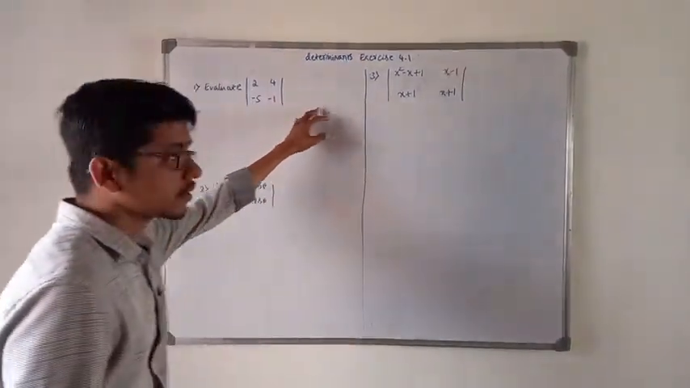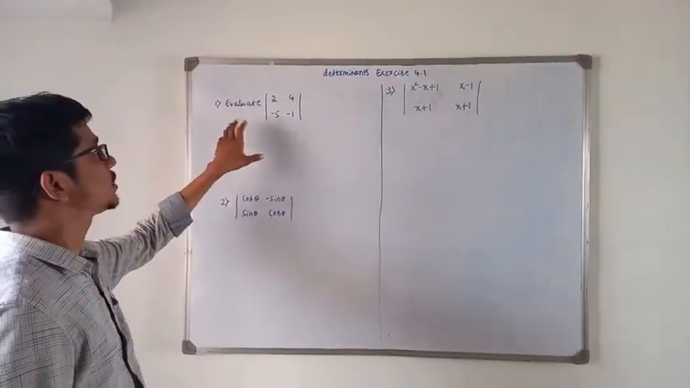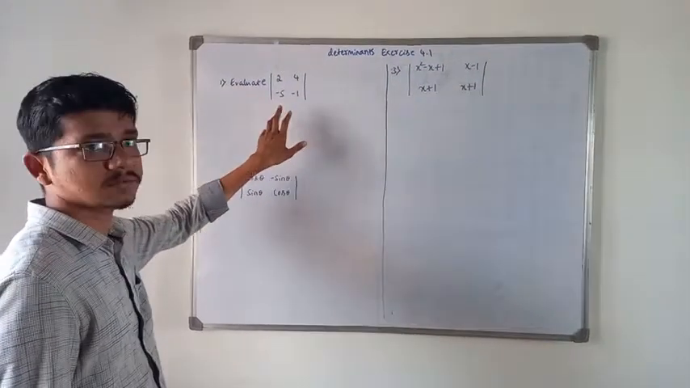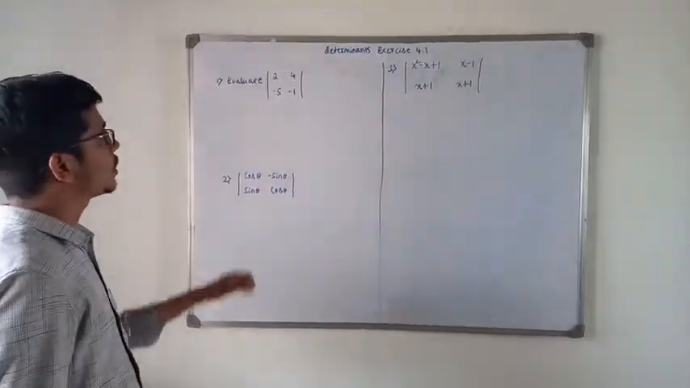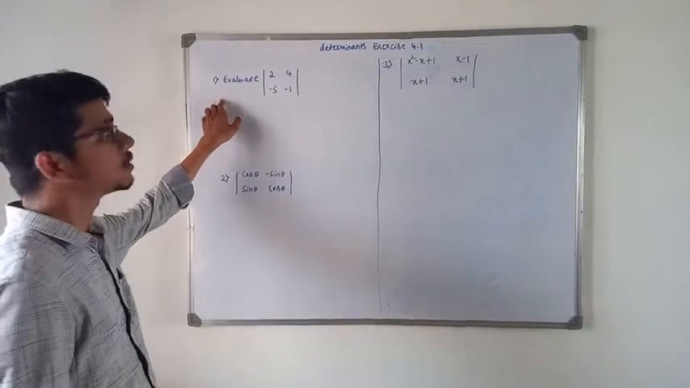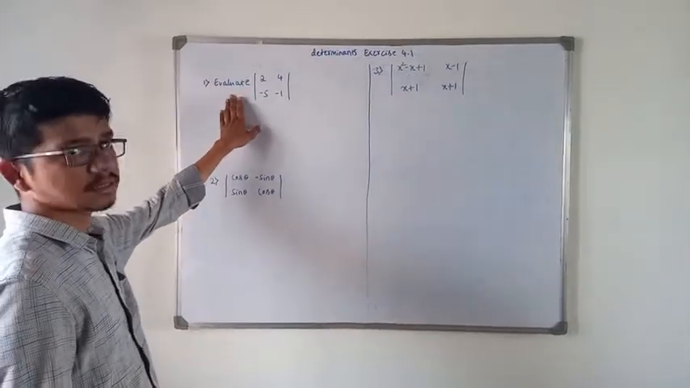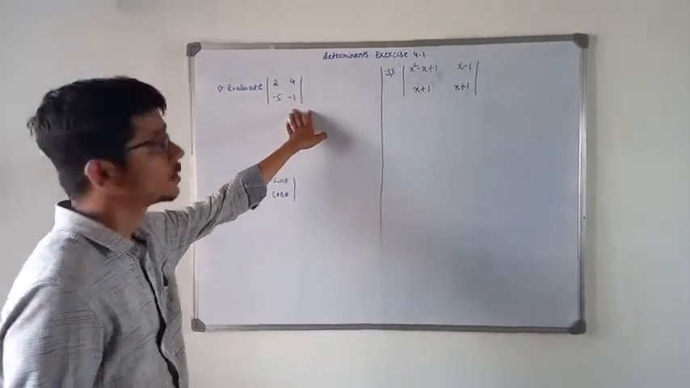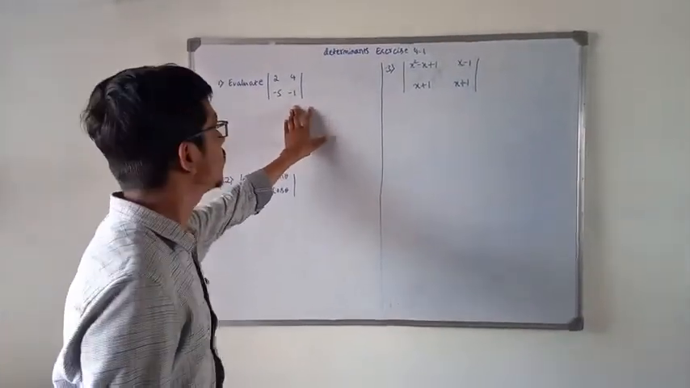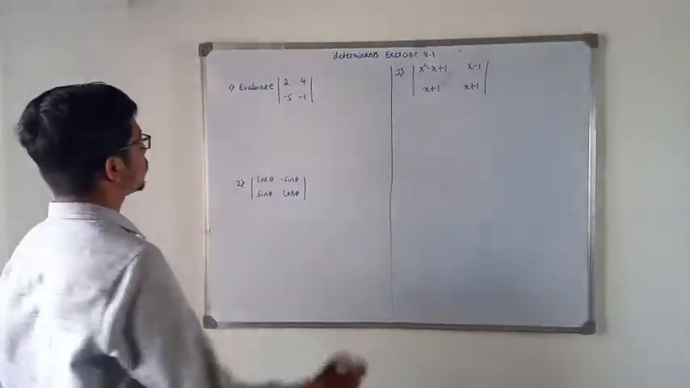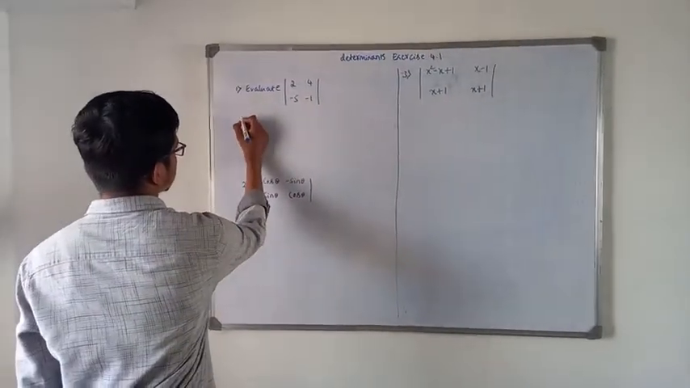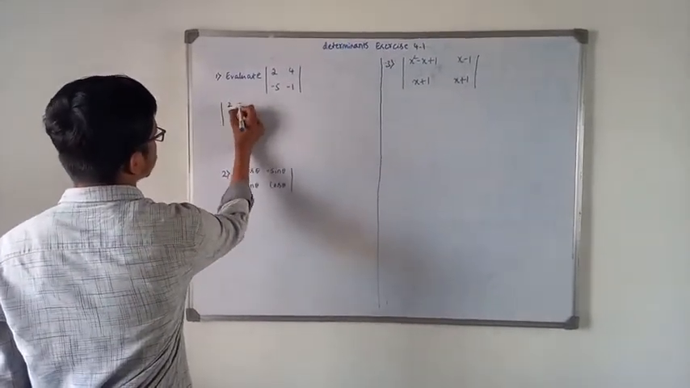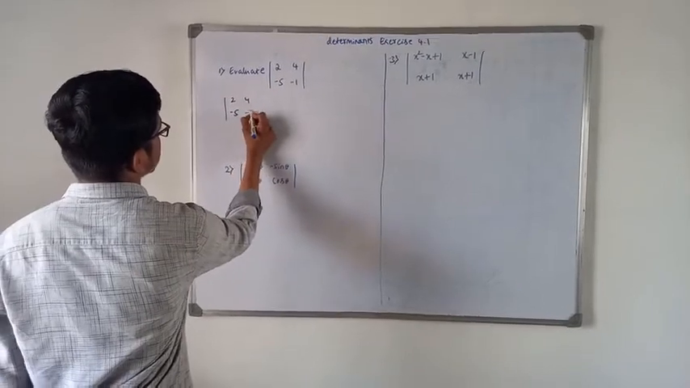In this video, we are going to discuss the exercise problems of determinants 4.1. Here the problems are given like that. The first one, evaluate the given matrix 2, 4, minus 5, minus 1. We can calculate the determinant value of the given matrix. We can find the determinant value as determinant of 2, 4, minus 5, minus 1.